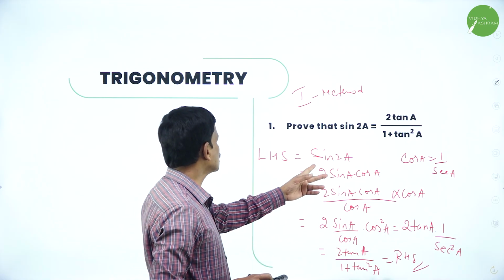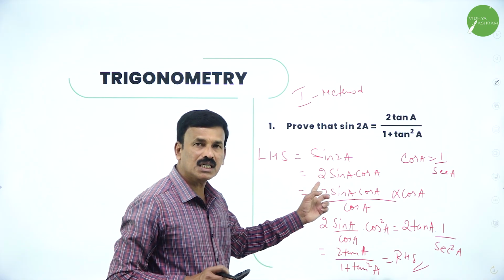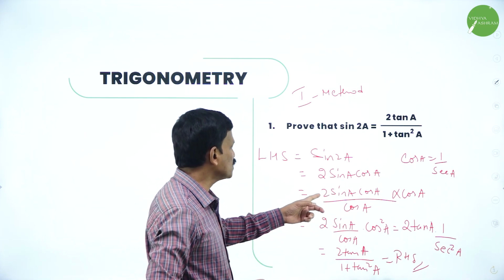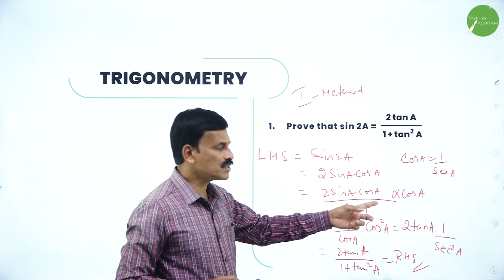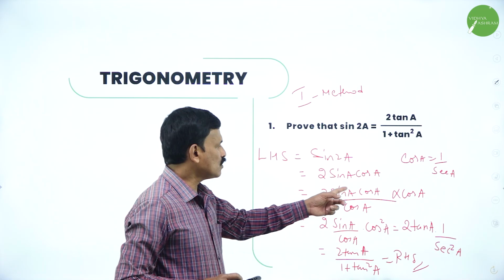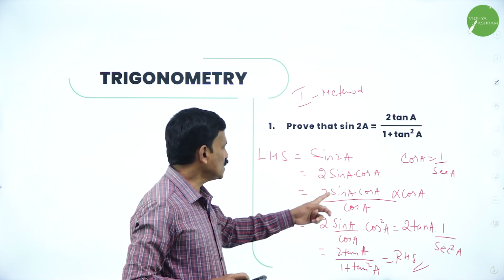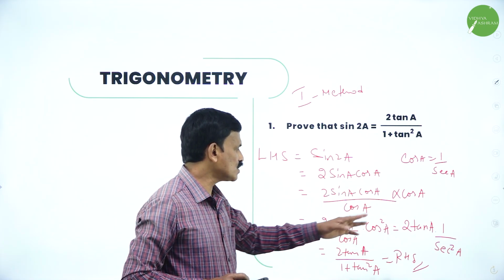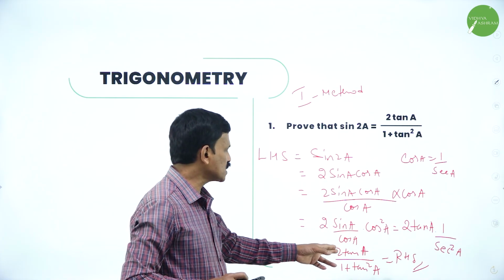See, just take sin 2a LHS. Sin 2a can also be written as 2 sin a into cos a. Just multiply and divide by cos a. So 2 sin a cos a into cos a divided by cos a. Sin by cos, cos into cos is cos square. Sin by cos is tan a.